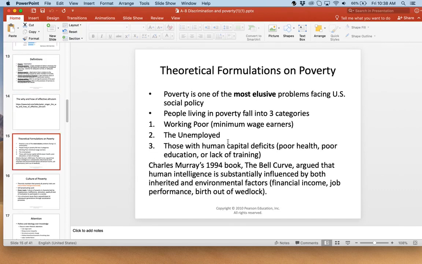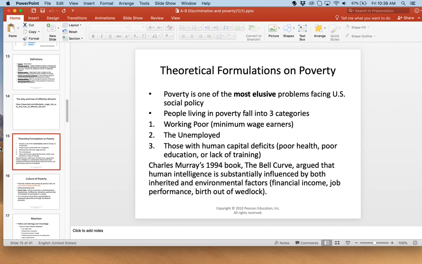So there are theoretical formulations on poverty. And as I said before, poverty is very elusive, meaning we have just not grasped how to handle it. But people who live in poverty fall into three categories. One, those who are working poor, earning minimum wages, and you know why they're working poor. They're working poor because they're not paid at least relative wages, or they're working part-time.